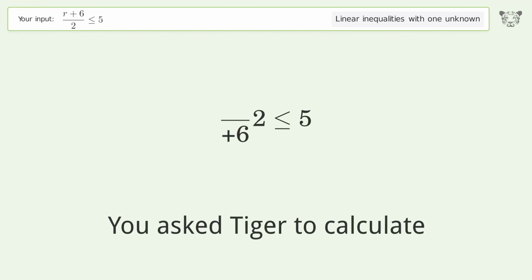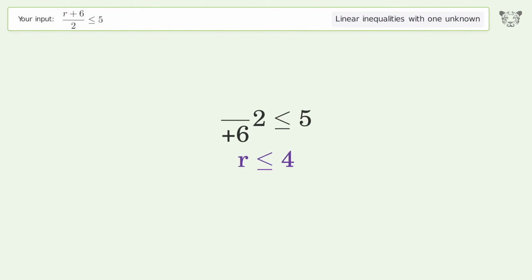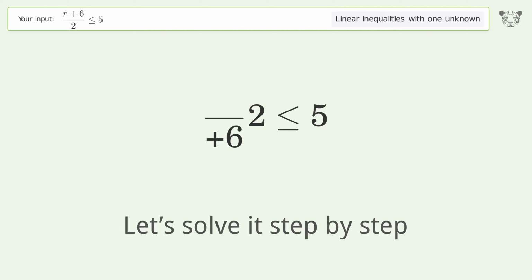You ask Tiger to calculate. This deals with linear inequalities with one unknown. The final result is r equal or smaller than 4. Let's solve it step by step.